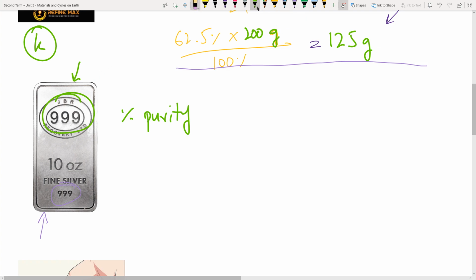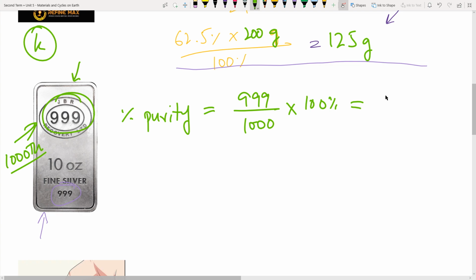So how do we do this? We take the percentage purity in a way that whatever the number is, we simply divide it by 1000. This represents a thousandth part. Like if there were 1000 parts, out of which 999 parts would be silver and the rest would be any impurity that is there. So in this case we will do this, 100%, and we're going to get 99.9% pure.